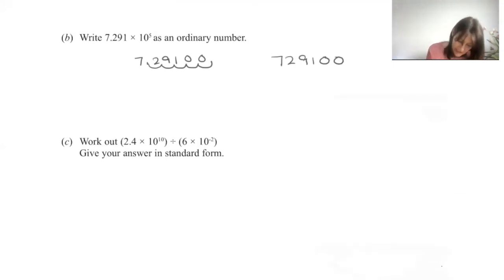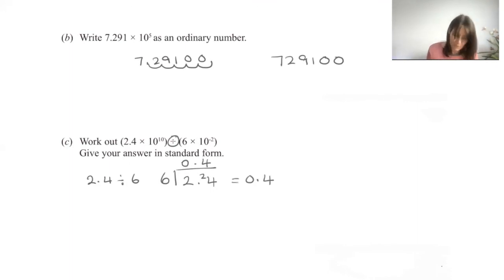For this one, I've got a little bit of work to do. So it's a divide question. So 2.4 divided by 6. I always do the numbers first. I'm going to need to put that into my bus shelter. So 6's into 2 don't go. So I've got 0, carry the 2 over. The decimal point is next. So the decimal point comes up into my answer. 6's into 24 go 4. So for the numerical part of this, I've got an answer of 0.4.